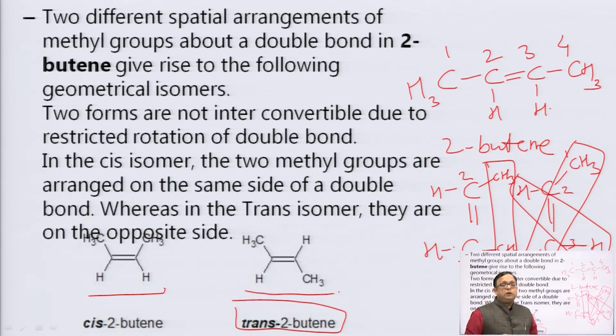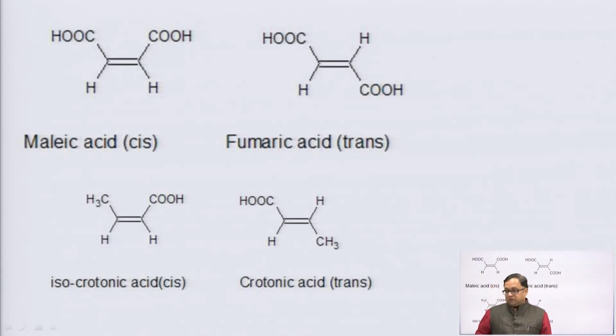This is one more example apart from 1,2-dichloroethene. So, this is the cis isomer, where the two methyl groups are arranged on the same side of the double bond, whereas in the trans isomer they are present on the opposite side of the double bond. One more example, maleic and fumaric acid.